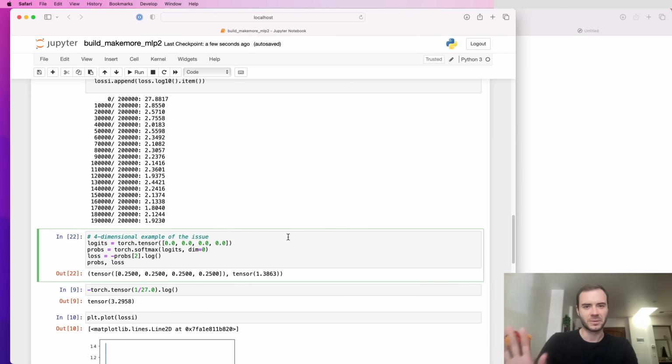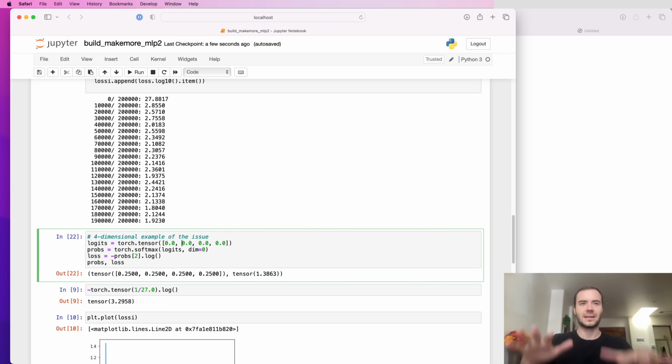So here's a smaller 4-dimensional example of the issue. Let's say we only have 4 characters, and then we have logits that come out of the neural net, and they are very, very close to 0. Then when we take the softmax of all zeros, we get probabilities that are a diffuse distribution. So it sums to 1 and is exactly uniform. And then in this case, if the label is, say, 2, it doesn't actually matter if the label is 2 or 3 or 1 or 0, because it's a uniform distribution, we're recording the exact same loss, in this case 1.38. So this is the loss we would expect for a 4-dimensional example.